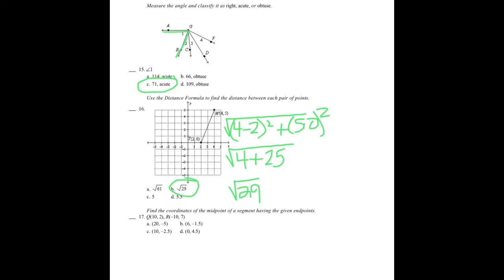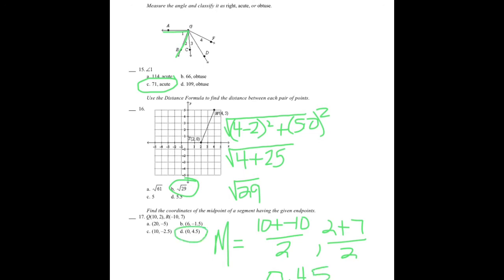Question 17 says find the coordinates of the midpoint of a segment having the given endpoints. So remember that the midpoint is the x coordinates summed together divided by 2, and the y coordinates summed together divided by 2. So that becomes 0, and 2 plus 7 is 9, divided by 2 is 4.5. So those are the answers to your quiz.